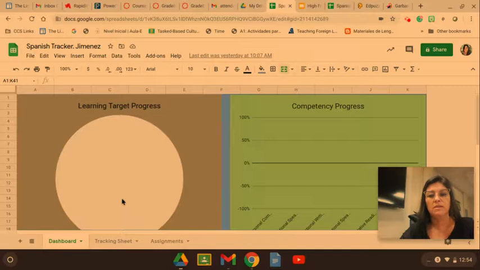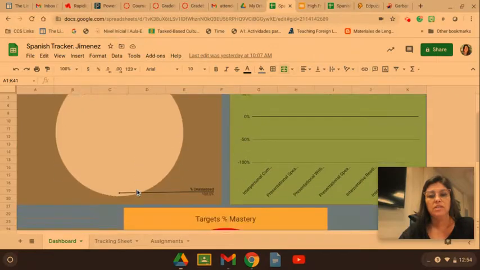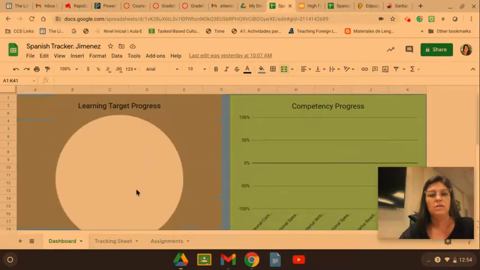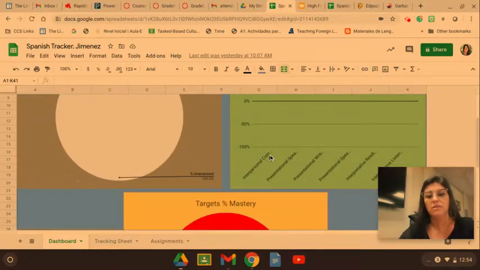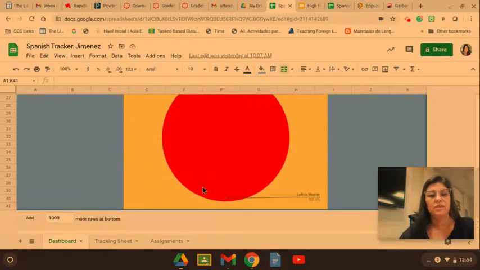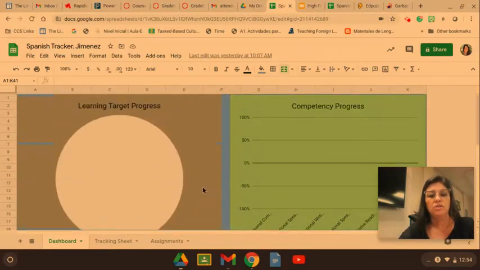Then, once you enter your grades, on the second page you will start forming the graph, and you can clearly see your grades for the learning targets process, the competency progress for the interpersonal, etc., and the targets percent of the mastery here. So it shows you three different things to track your mastery.